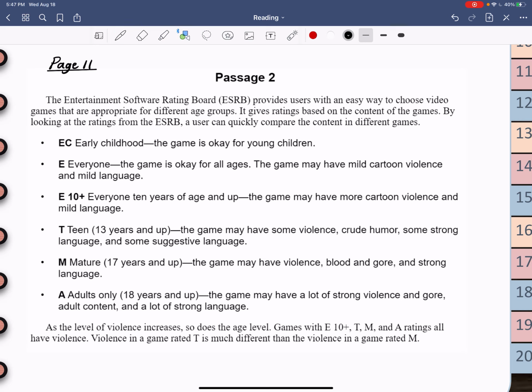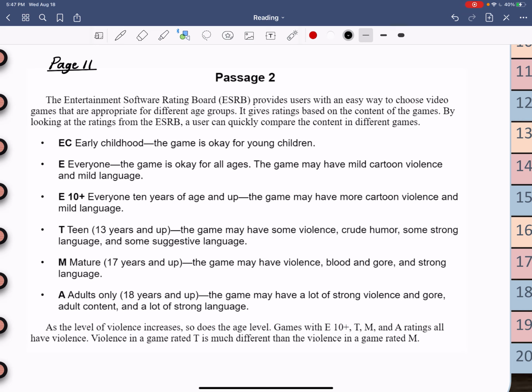Passage 2. The Entertainment Software Rating Board, ESRB, provides users with an easy way to choose video games that are appropriate for different age groups. It gives ratings based on the content of the games. By looking at the ratings from the ESRB, a user can quickly compare the content in different games.